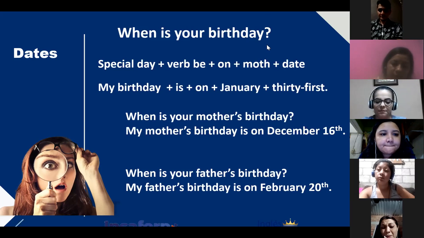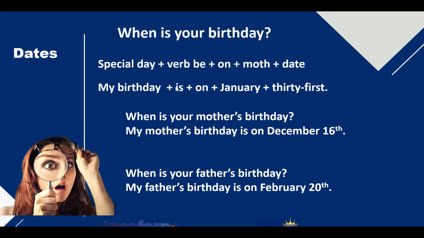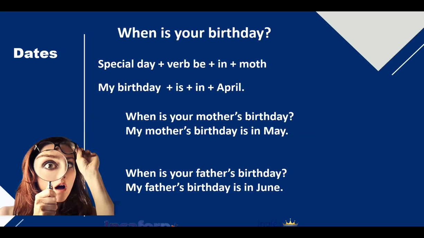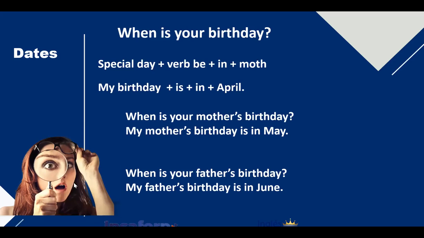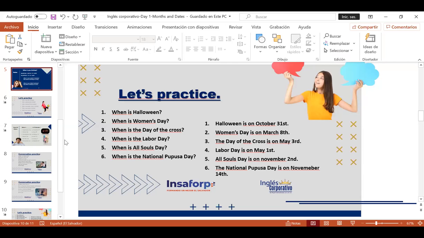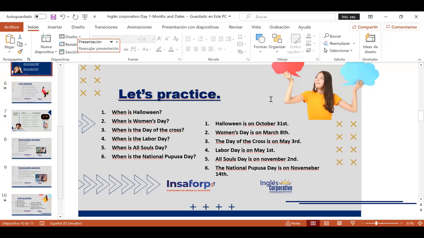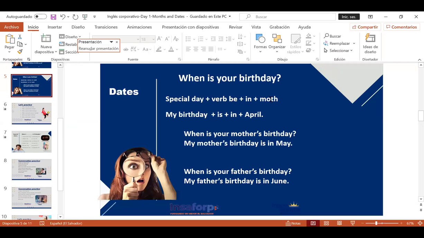So we are going to use this structure to answer this one. My birthday is on the month and the date, el mes y la fecha. So let's go with the next thing here. Okay, there is another way to answer this question. Hay otra manera de responder esa pregunta. When is your birthday? Si usted no quiere decir la fecha exacta, el día exacto, ¿verdad? Por alguna razón, no quiere decir el día exacto de su cumpleaños, usted solo puede decir el mes, ¿verdad? Pero ya no vamos a utilizar on. En ese caso, we're going to use in. Look at this.